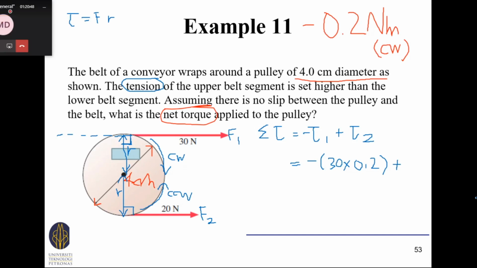Yeah, everything must be in SI units, so you have to change from cm to meter. Yes, what's the question just now? 0.02, right? Yes, 0.02. Thank you. Okay, so 0.02.